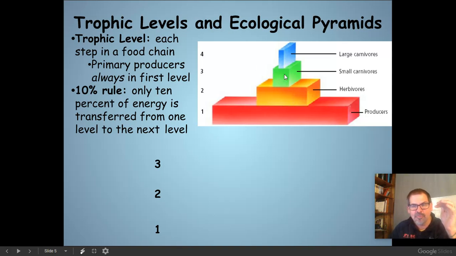For the small carnivores, right, our second level consumers, our first predators. And then here is our third level of consumers, but it's our fourth trophic level, because here we have producers, first consumers, second consumers, third consumers.